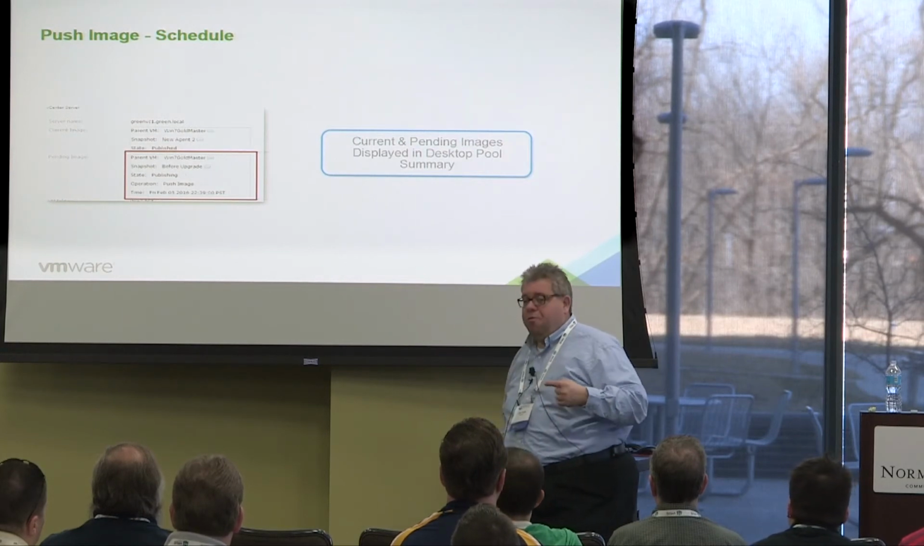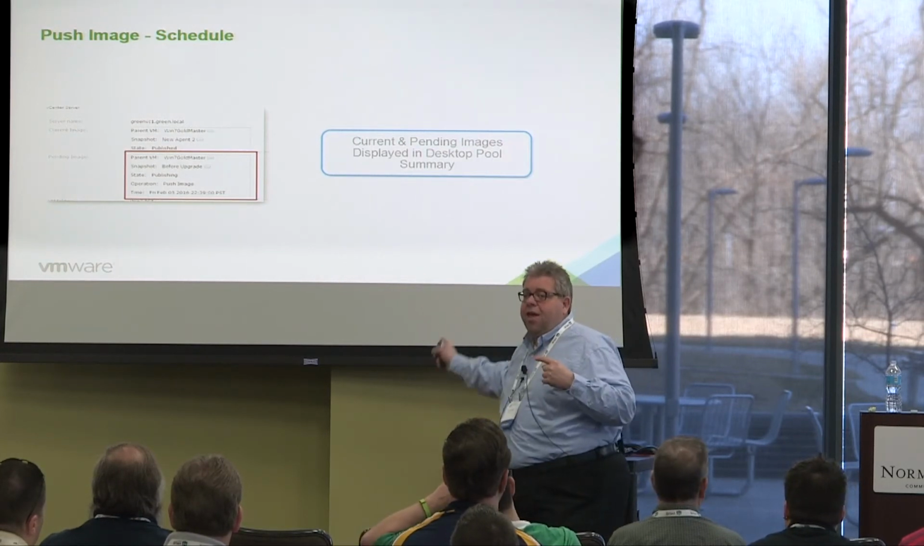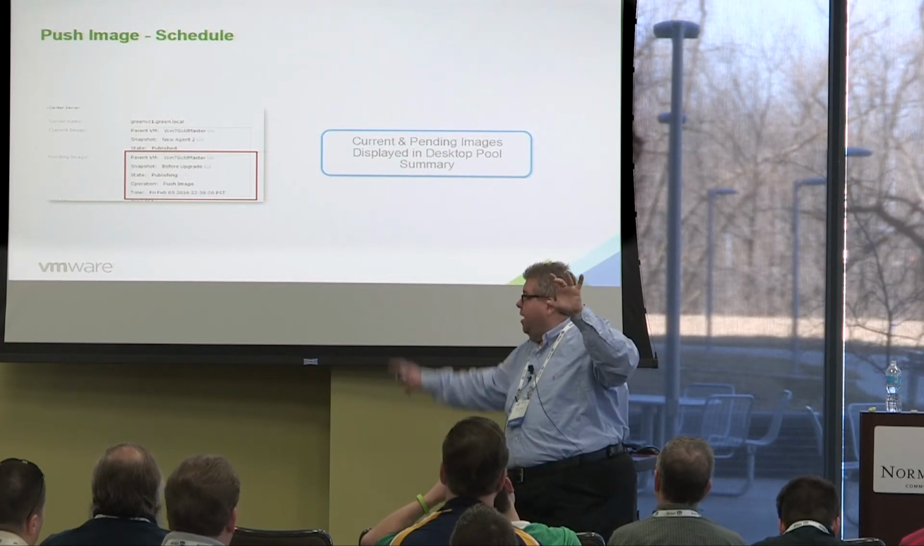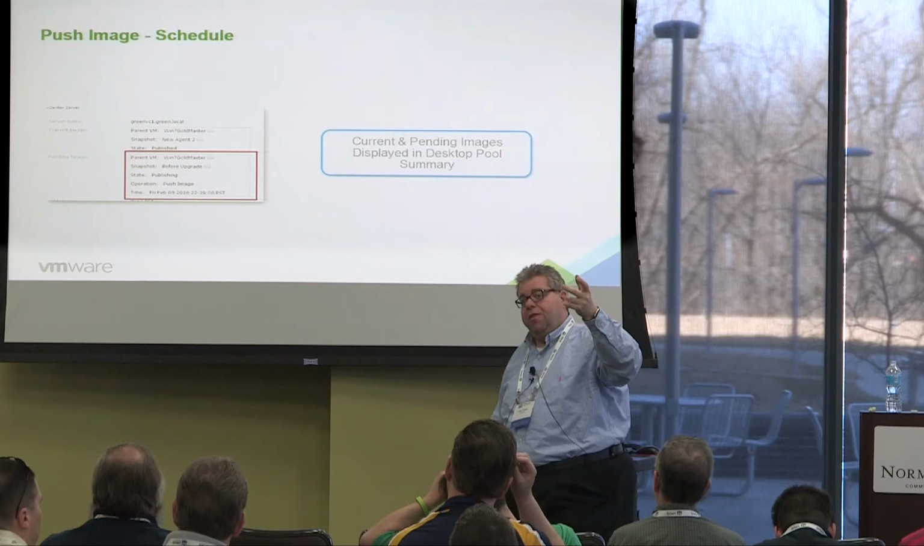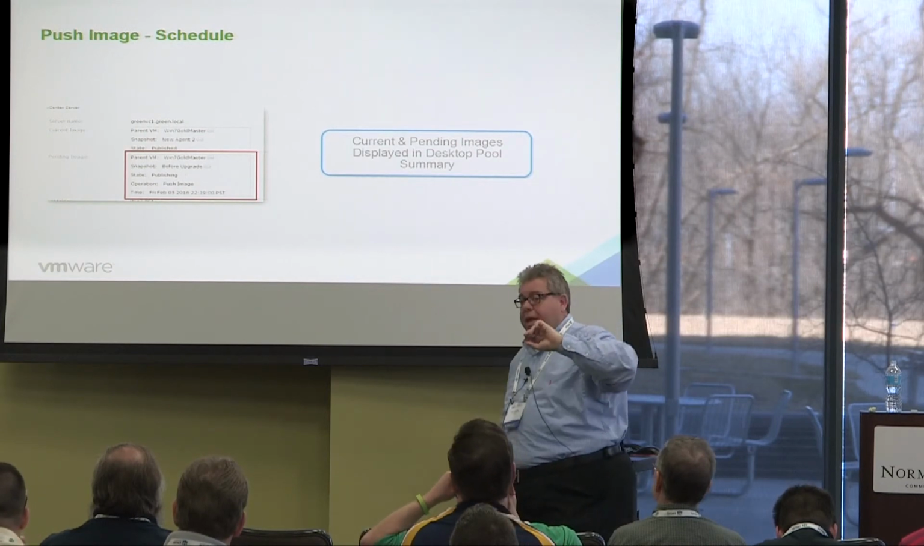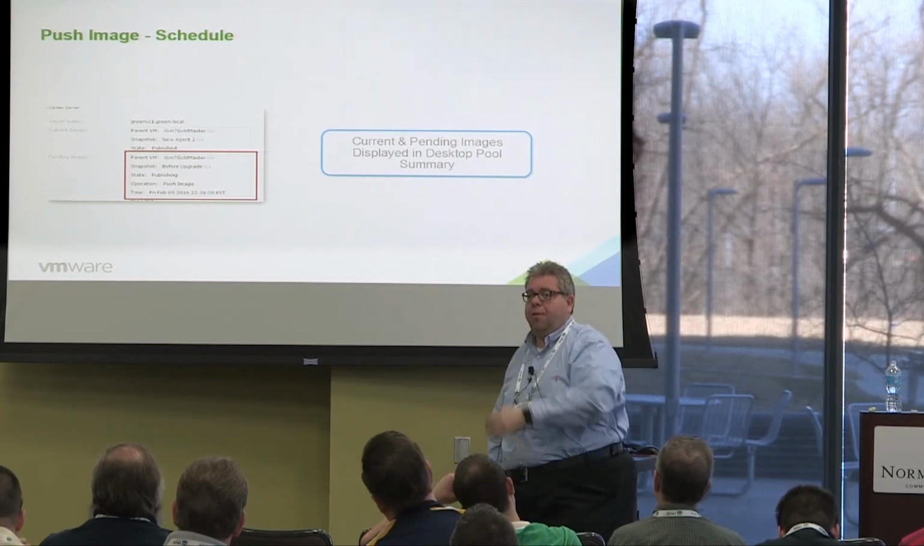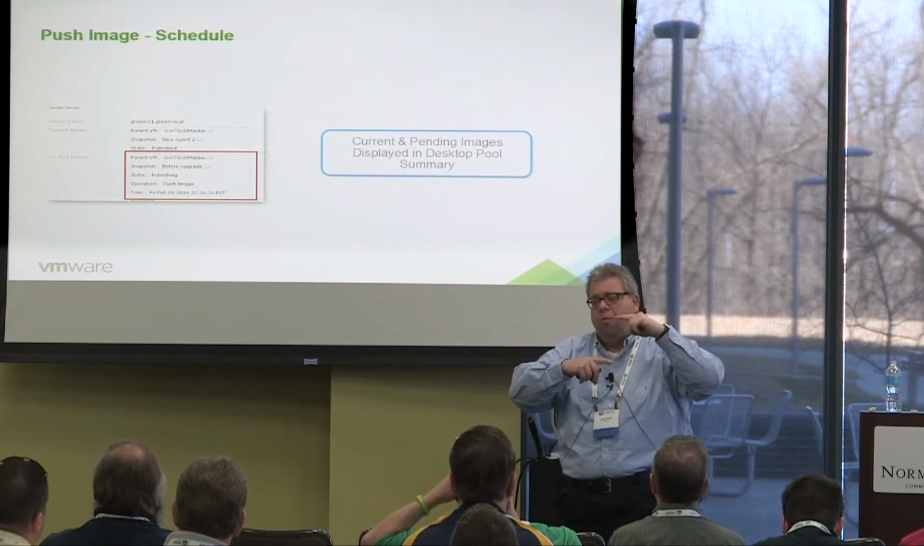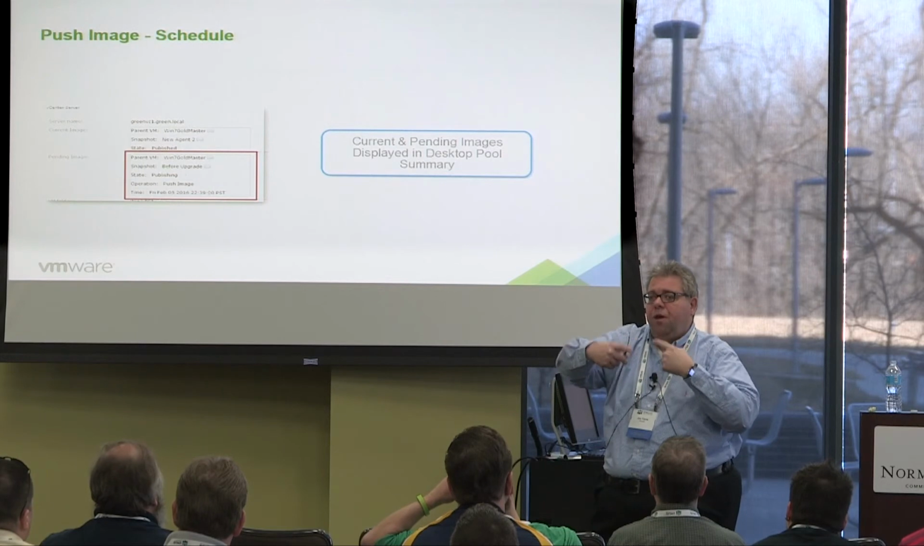Until that image becomes published and the time gets hit that I selected to push it, the desktops will continue using that current image. Once it gets to be the time to push it, that pending image becomes the current image, and all my new desktops are going to get that. So that's that rolling update. I can have 2 images published at the same time and then flip to the new one.